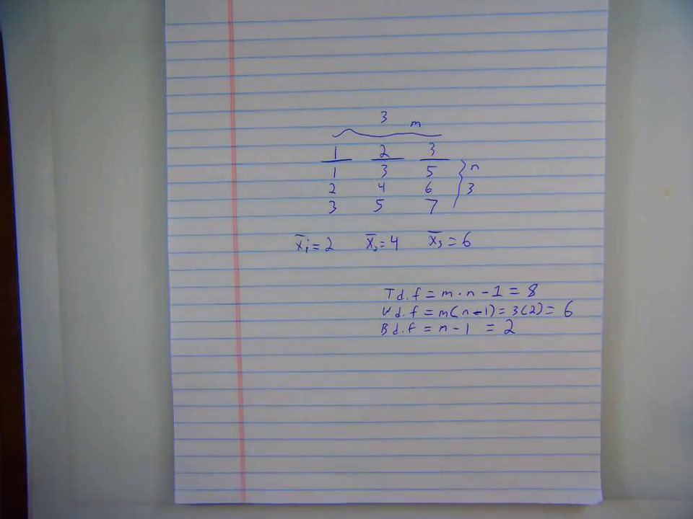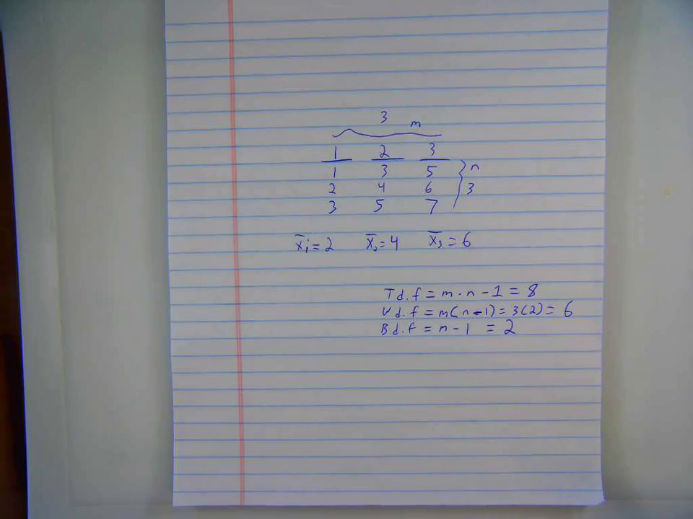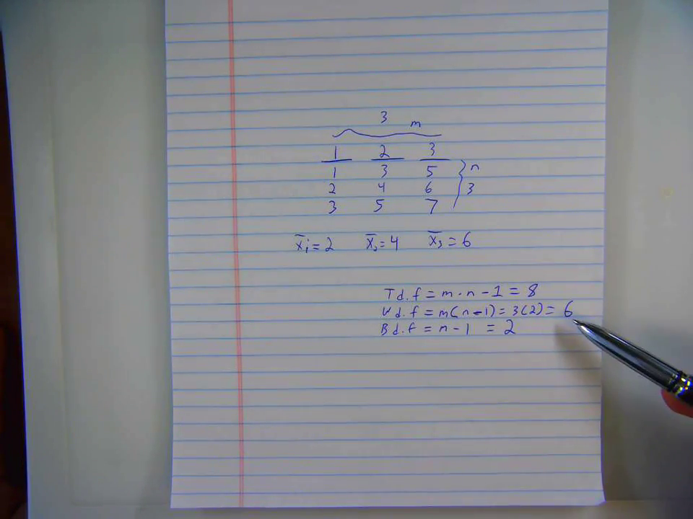Now you'll notice, just like in the sum of squares, the degrees of freedom will add up to the total degrees of freedom as well. 2 plus 6 equals 8. This will happen every time.